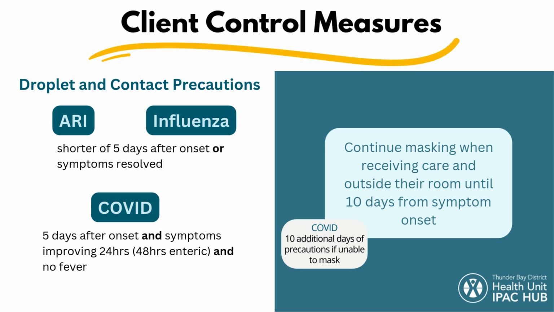As part of outbreak control measures, and to prevent risk of transmission from those with a longer period of communicability, clients are encouraged to wear a well-fitted mask if tolerated when receiving care and when outside of their room until day 10 from symptom onset. This may include avoiding attending group dining and group activities that involve unexposed residents where masking cannot be maintained by the case. For COVID, 10 days, but if residents are not able to mask, they should remain on additional precautions for 10 days from symptom onset.